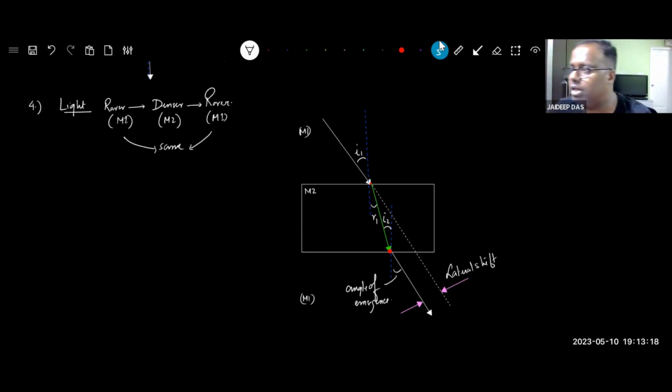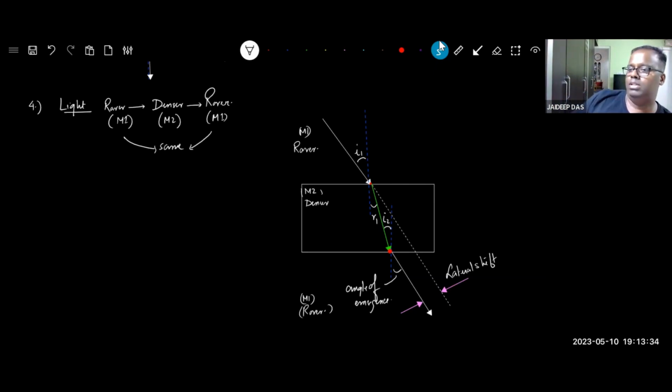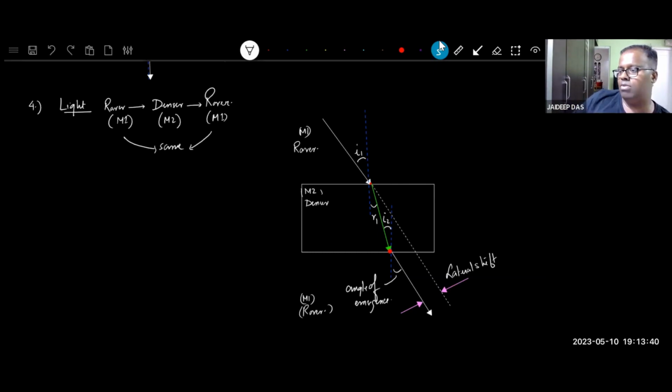So in our diagram, M1 was assumed to be rarer. This was denser. And this is back to rarer. So the optical density of the third medium is the same as medium 1. If the third medium was of a different optical density, there would have been slight deviation in the ray. You won't have got a parallel ray.